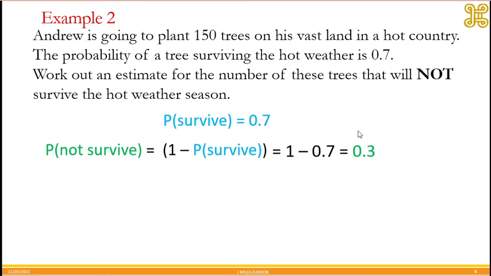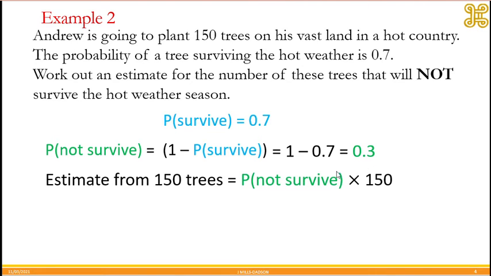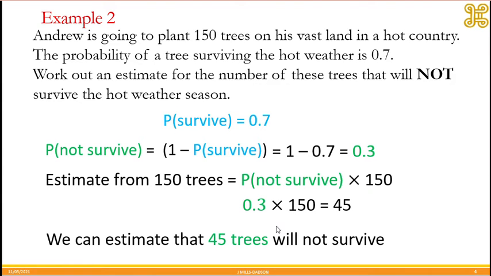So now probability of not surviving is 0.3. So we multiply our probability of not surviving by the number of trees that are planted. So that will give us 45 trees will not survive. One way is also to work out the number of trees that will survive using 0.7, and the answer, you take it away from 150. It's the same as what we just did here, but we work out the probability by taking away from 1, then multiply to get our answer.